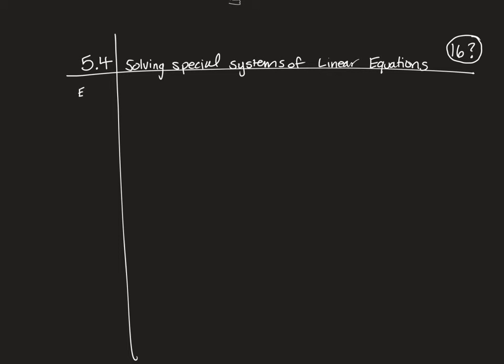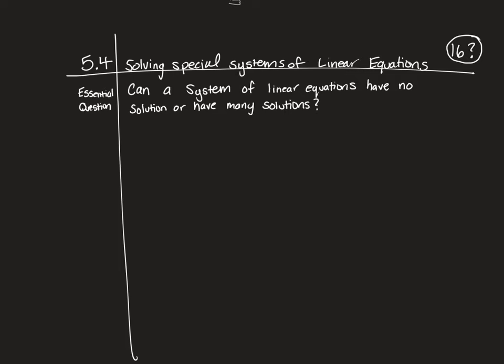As always, we are going to write our essential question. So the question is, can a system of linear equations have no solution or have many solutions? We're going to figure that out. I think if you were paying attention to our Desmos activities over the last couple days, we discovered the answer to that question. So you could probably already answer that question just based on the evidence of our Desmos activities.